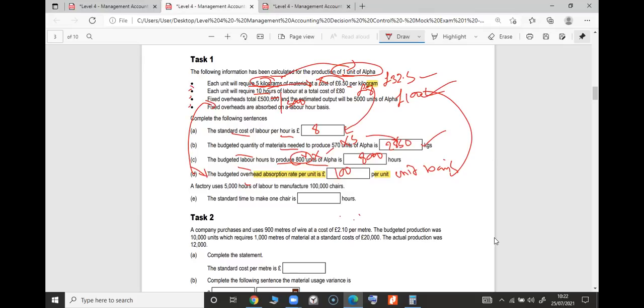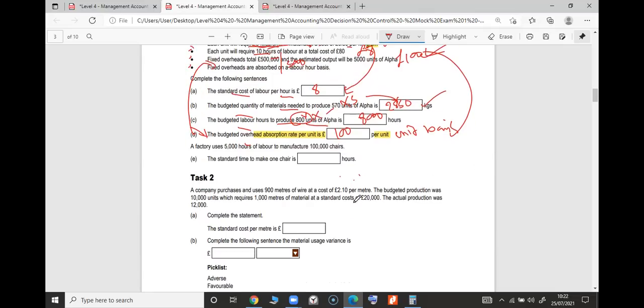Now, a factory, last one. A factory uses 5,000 hours of labor to manufacture 100,000 chairs. Standard time to make one chair. How can it be 20? Come on. Only 5,000 hours, you make 100,000 chairs. So to produce one chair, do you take 20 hours? Come on, don't make silly mistakes. You're doing it the other way around, dividing. How many hours needed? Come on, tell me.